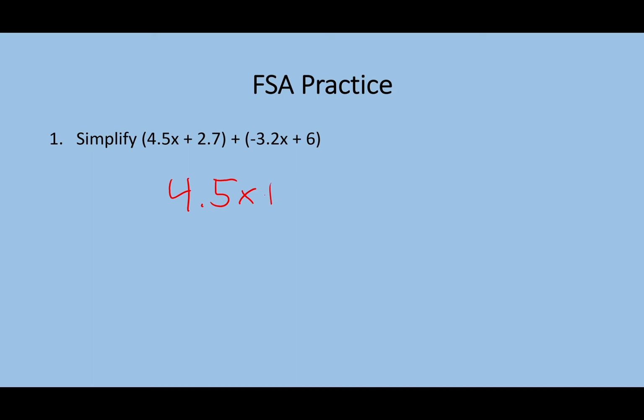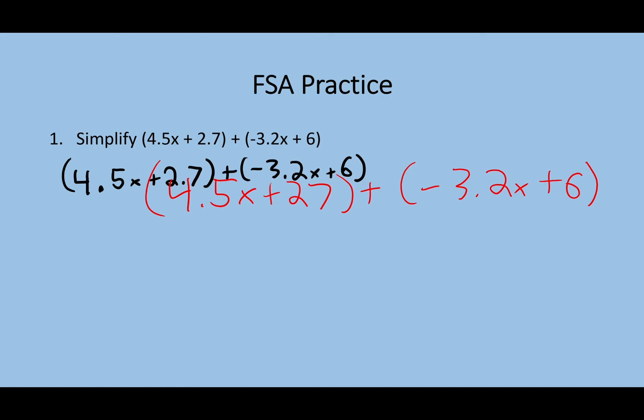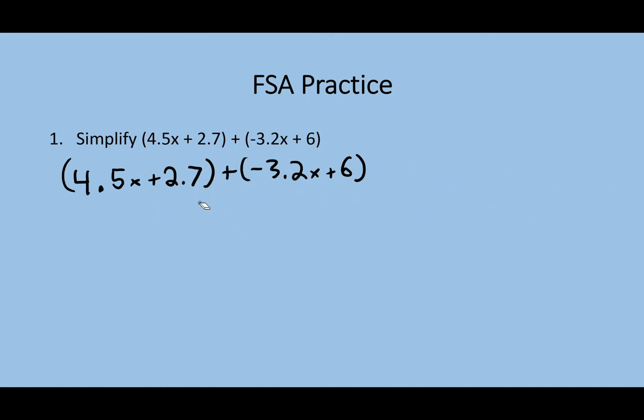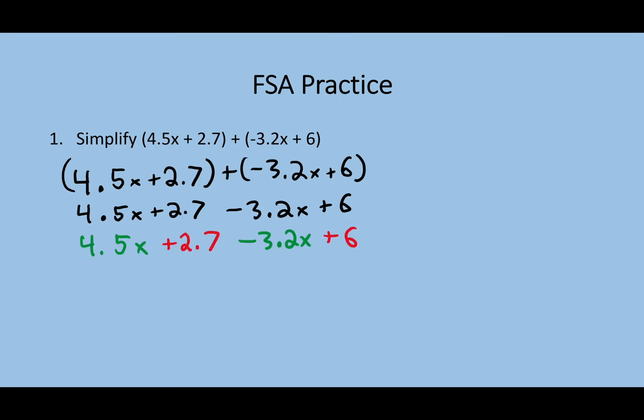4.5x plus 27, parentheses, plus negative 3.2x plus 6. Oh, goodness gracious. How are we going to solve this? Well, first of all, we're going to rewrite it exactly as I just did. Never be lazy. You'll notice this has a plus sign, not a minus sign, so you don't have to worry about anything. If it has a plus sign, you can just rewrite it. As soon as you've rewritten it, color code, and then you do the same thing.